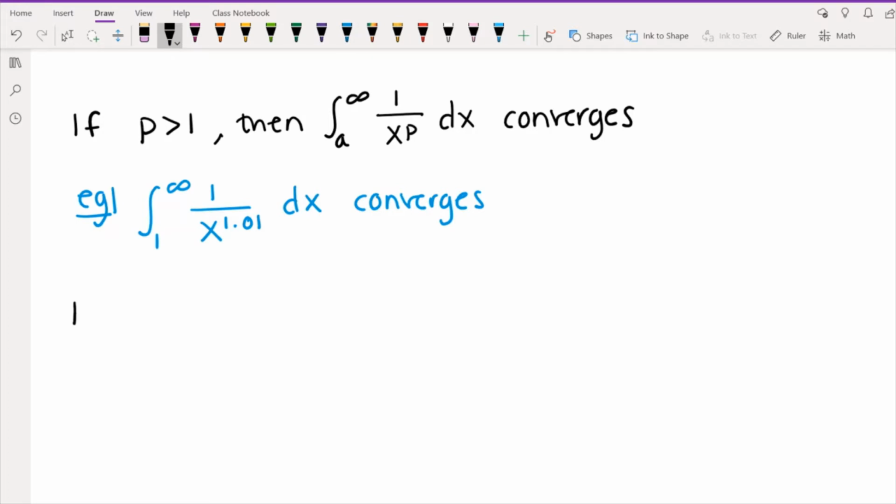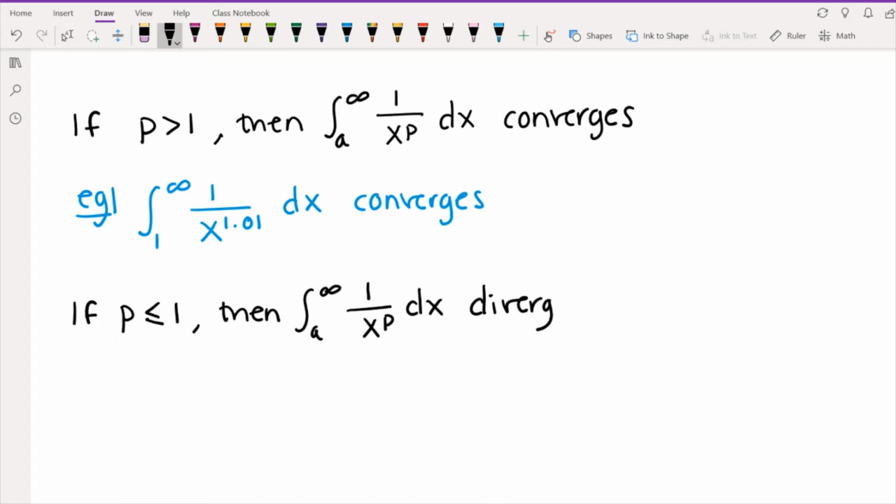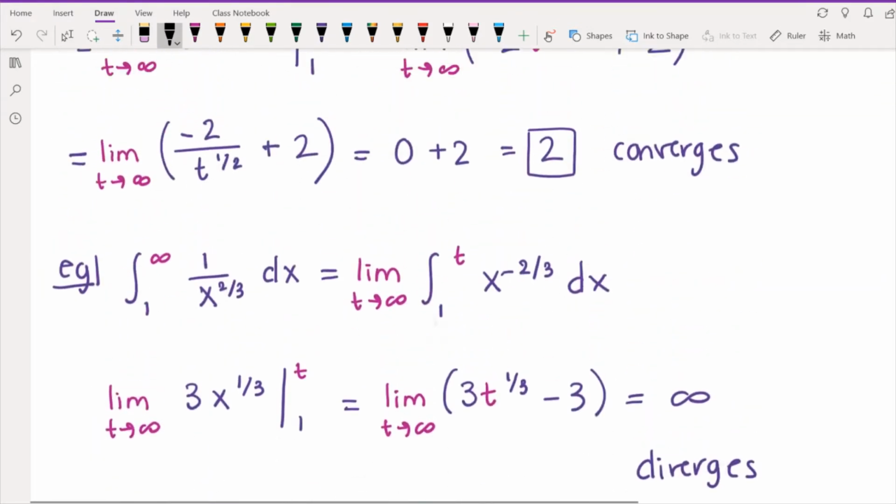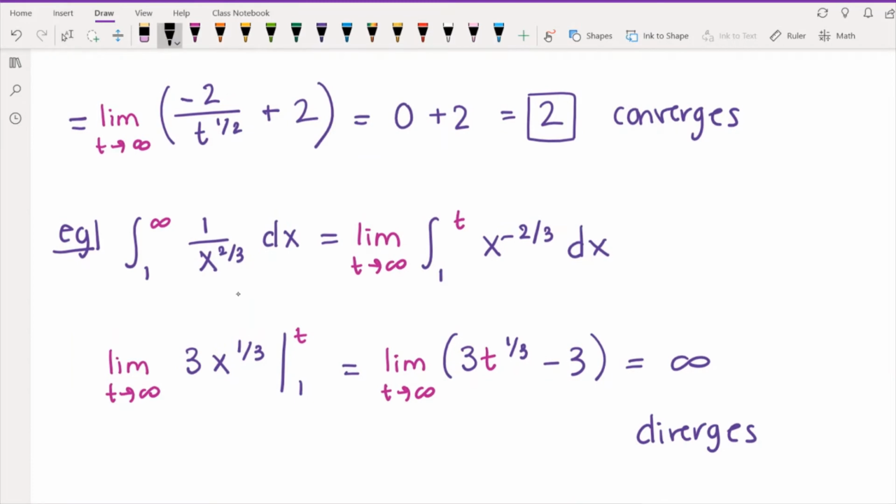On the other hand, if that exponent is less than or equal to 1, then the integral of 1 over x to the p dx diverges. And so why is that? Well, it's like we saw, if p is less than or equal to 1 to begin with, then when you rewrite it as a negative exponent and add 1 to it, you end up with something that is positive. And so you're no longer having the situation you had in the previous one where the limit ended up being 0.